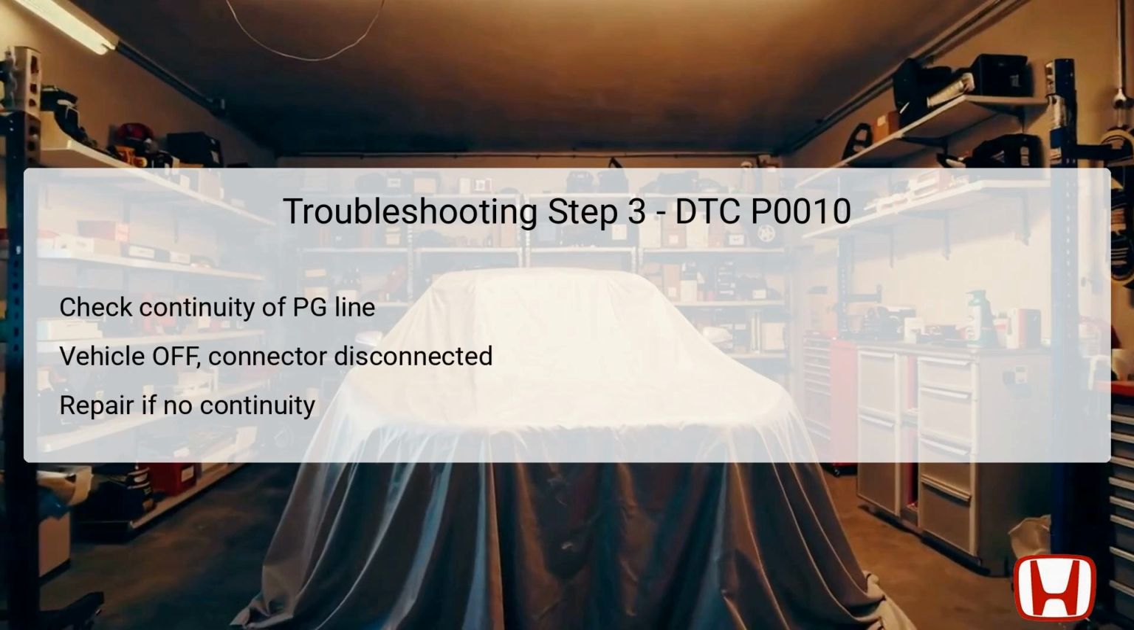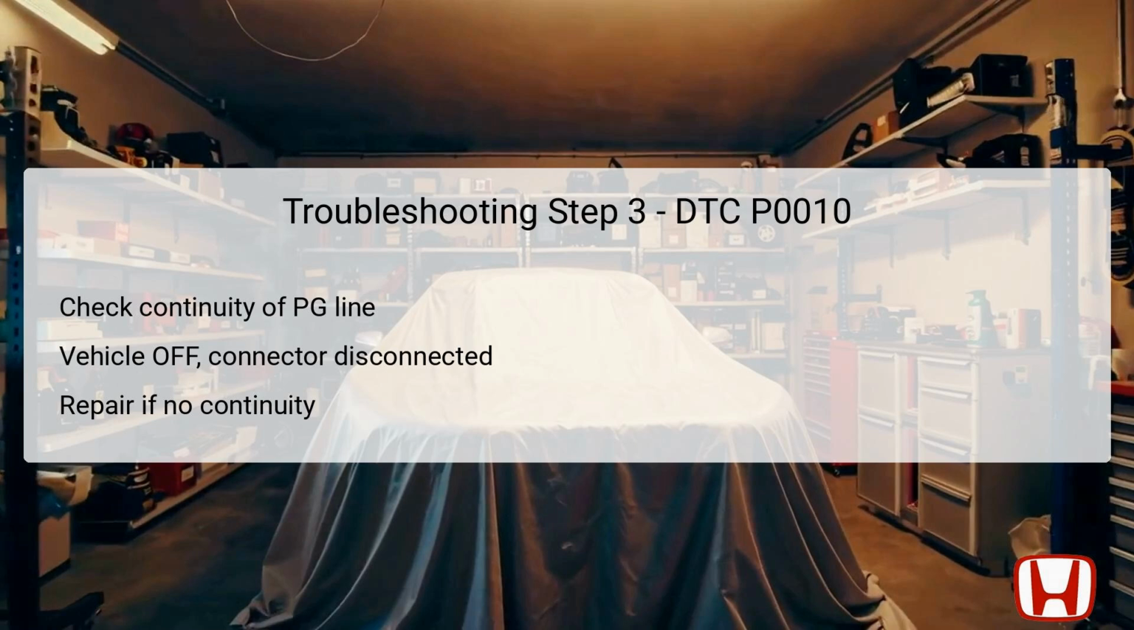The third step focuses on checking the continuity of the PG line associated with the VTC oil control solenoid valve A. With the vehicle in the off state and the 2P connector of the solenoid valve disconnected, continuity must be tested between the specified test points.